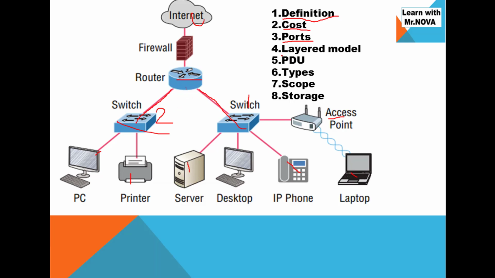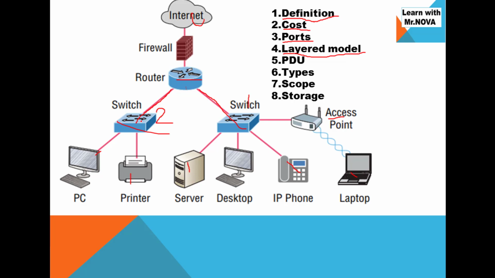Now the fourth difference I'm going to present to you is with respect to the layer model. A router is one of the devices that functions at the network layer of the OSI model. So a router functions at the network layer of the OSI model, while switches are examples of devices that function at the data link layer, that is layer 2. So a router functions at layer 3 of the OSI model, while switches function at layer 2 of the OSI model.